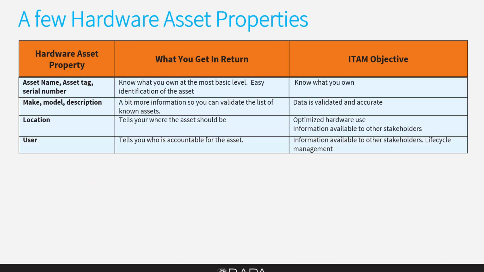So user is again very similar. If you're tracking who the asset's assigned to, it's easy to find out who's using it. They're your top console user, your primary user, or who it's been deployed to. And again, through process, when it gets deployed, the user gets recorded and assigned to the asset.